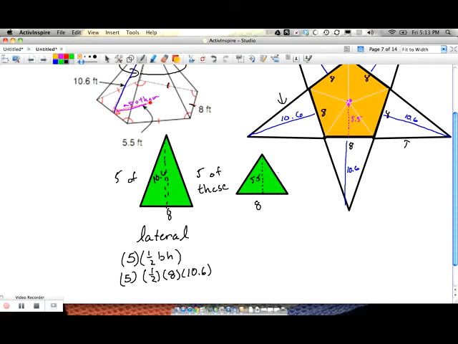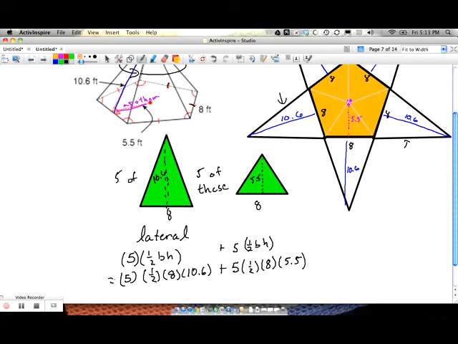Now to find the inner area, it's just 5 of those inside triangles that make up the pentagon. Well, that's going to be 5 times 1/2 base times height for those. Then we got 1/2, what's the base? It's 8 again, and then the height in this case is 5.5.